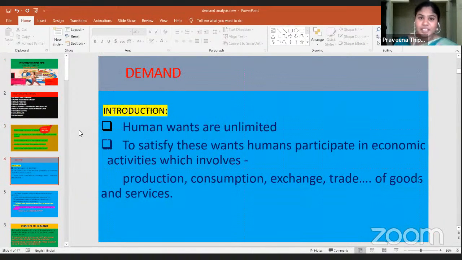So children, in the previous sessions, you have learned about human wants. We all know that human wants are unlimited. So in order to satisfy these wants, humans participate in various economic activities.